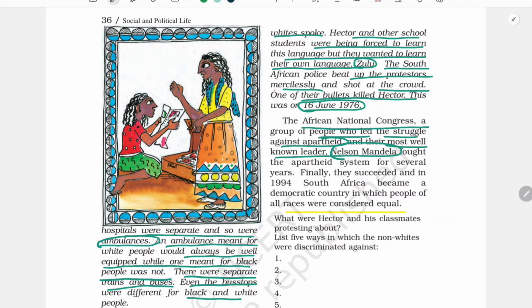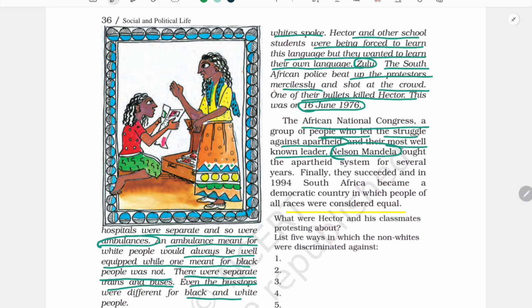So here you can compare Nelson Mandela with the great freedom fighters of India, like Mahatma Gandhi, Bhagat Singh, Rani Lakshmibai. There are so many great freedom fighters, isn't it, Jawaharlal Nehru? So here you can compare Nelson Mandela as the Mahatma Gandhi of South Africa, isn't it?